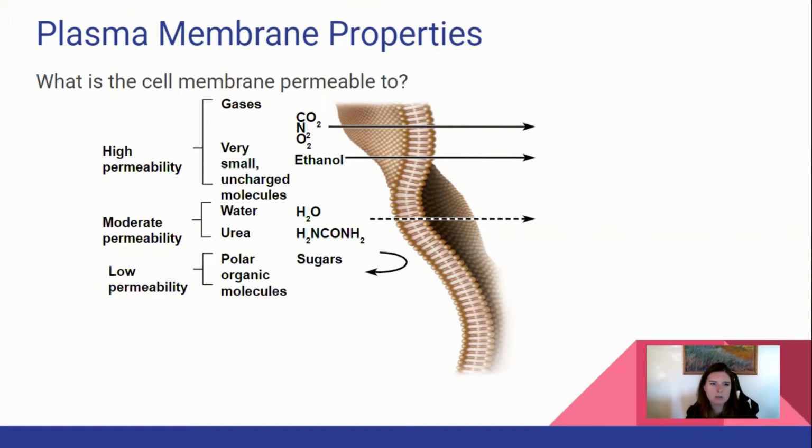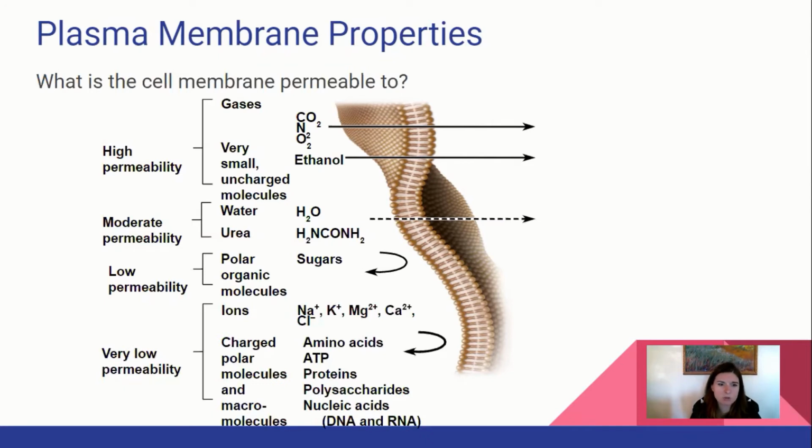But then we get to the things that aren't really able to get across. So remember that sugars have a lot of hydroxyl groups. They have a lot of oxygen. So they're both going to be slightly larger than these other molecules, and they're going to have those slight charges accumulating on them. So they're polar organic molecules, and they really aren't going to be able to cross the membrane without help. Same goes for ions.